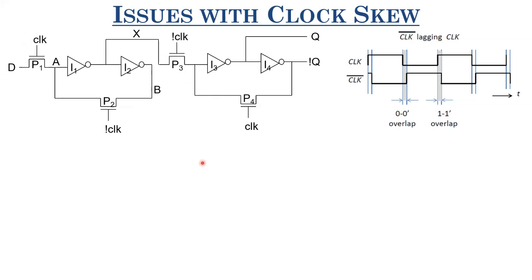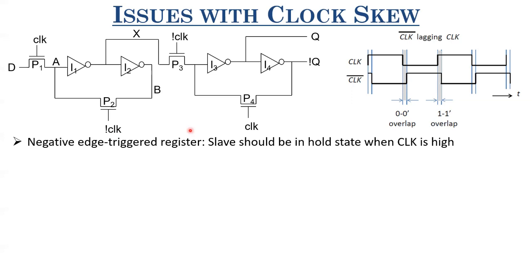We have verified this operation. Whatever data was there at the negative clock edge, immediately before the clock goes to zero, that is copied to Q. So it's a negative edge triggered register. For a negative edge triggered register, we know that the slave should be in the hold state when the clock is high, right? This should not sample any data when the clock is high. For a negative edge triggered register, this data should change only at the negative clock edge and not at the positive clock edge. That is one of the major definitions of a negative edge triggered register.